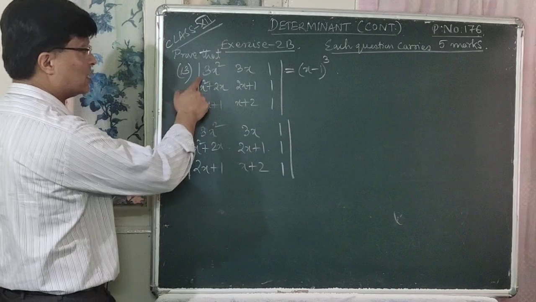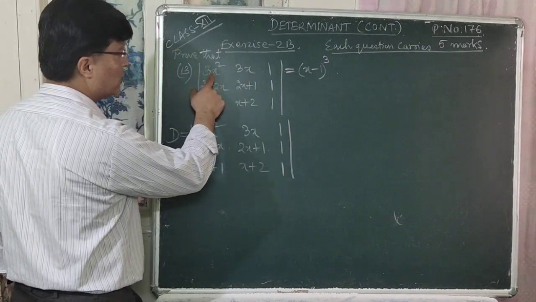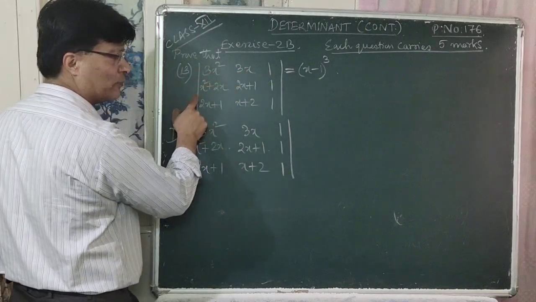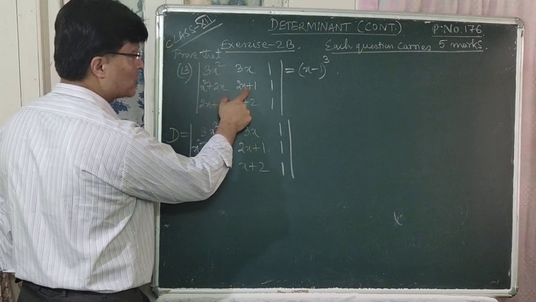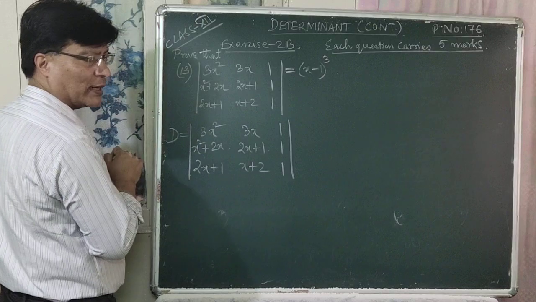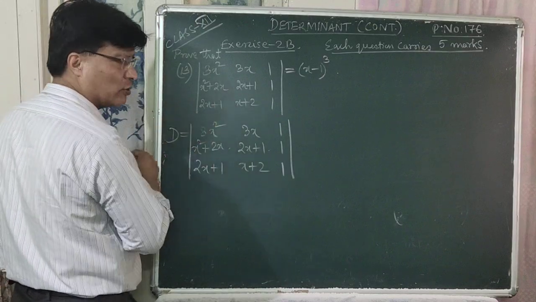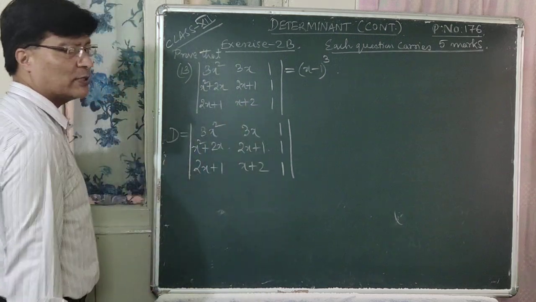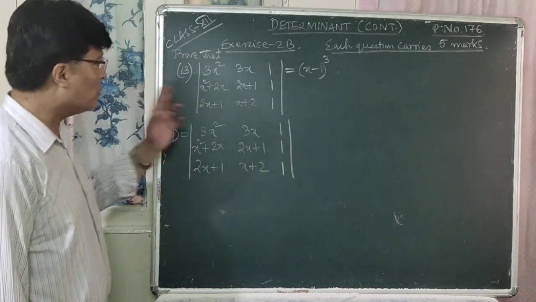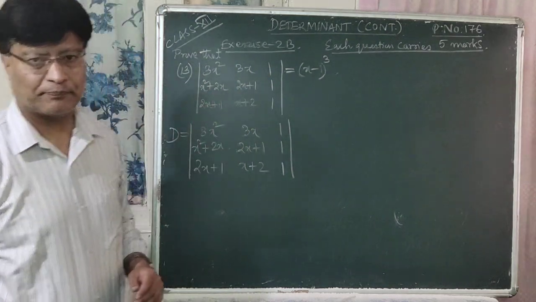So here the determinant is, in the first row 3x square, 3x, 1. Second row x square plus 2x, first element; second element 2x plus 1; third element 1. So what is the third row? First element 2x plus 1, second element x plus 2, and the third element is 1. Okay, so you prove LHS is equal to RHS.